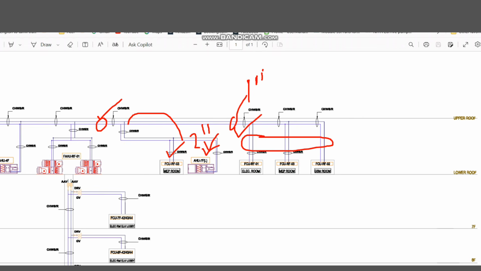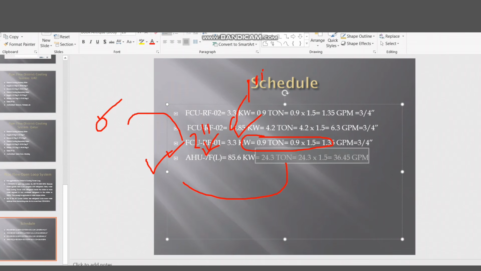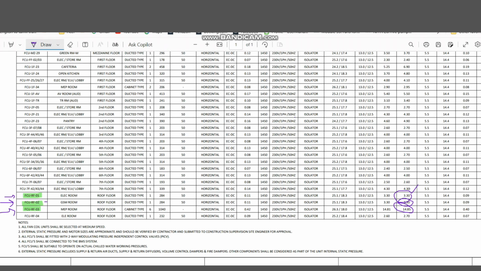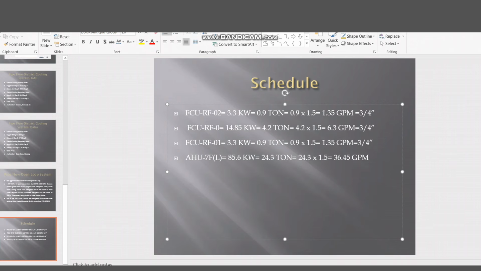So here again FCU RF03 is given. So we already know the FCU RF3 value. Let's try this one. Okay, so FCU RF3, I think we need to do it again. If you see here FCU RF1 and 2 have the same capacity, 3.3, 3.3. So only the RF3 is 14.85 kilowatt. Here it is not RF2, this is RF3. So now you will get the answer. For example, RF2 is 1.35 GPM, RF3 is 6.3 GPM.